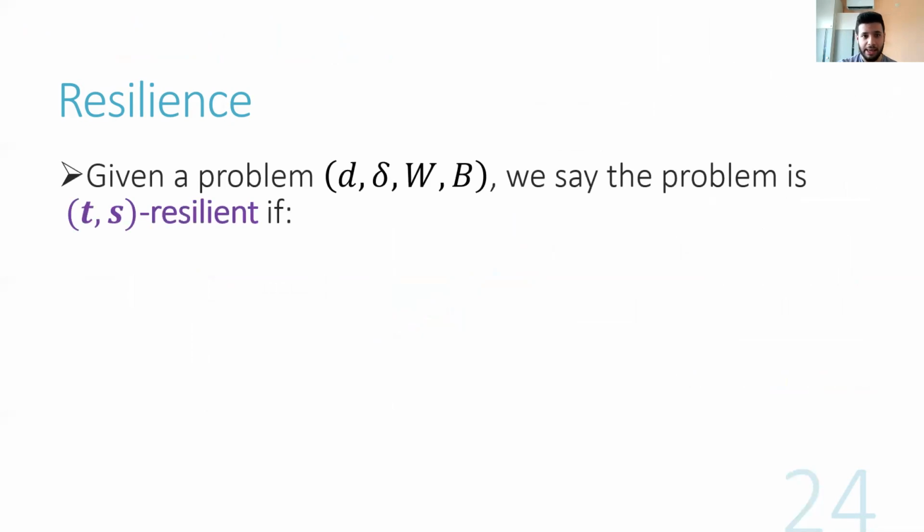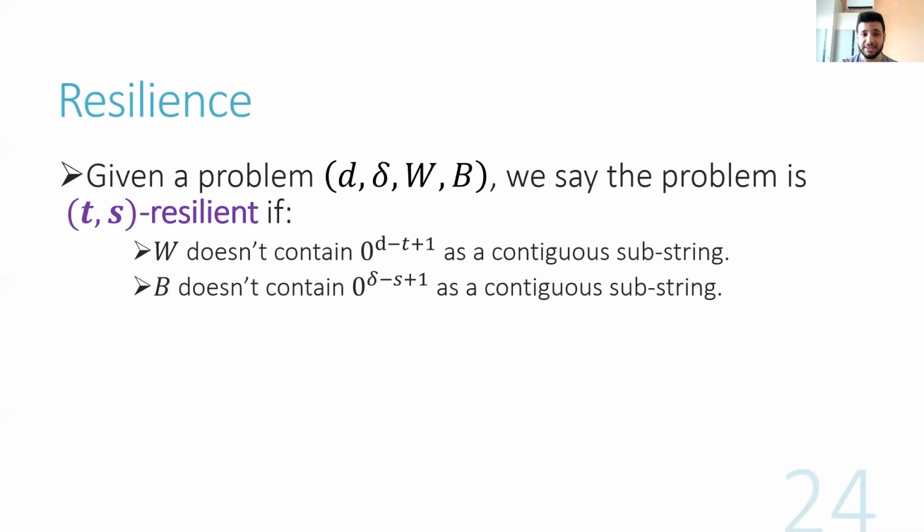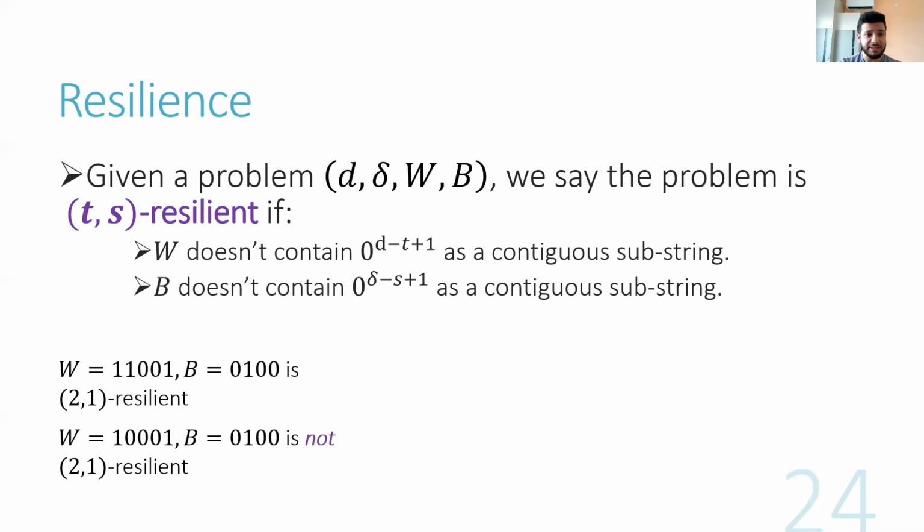So given a binary labeling problem, we say that it's t-s resilient if the white constraint string does not contain the substring 0 to the power d minus t plus 1 as a contiguous substring, and similarly the black constraint B doesn't contain the substring 0 to the power delta minus s plus 1 as a contiguous substring. So for example, this binary labeling problem is 2-1 resilient.